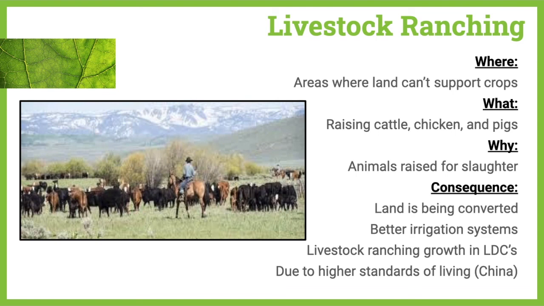But in some cases, the land is positively changed because these areas that can't support crops, people have to figure out, how are we going to get water out to them? If there aren't natural sources of water, how can we get better irrigation systems that might be able to supply these regions with water? So we've seen both good and bad consequences of livestock ranching. But again, a commercial industry, a very profitable commercial type of farming.